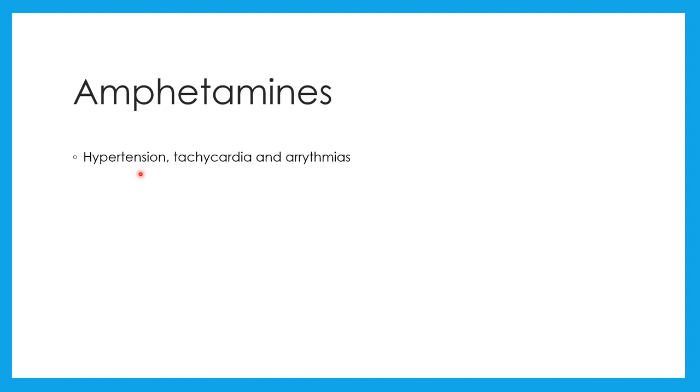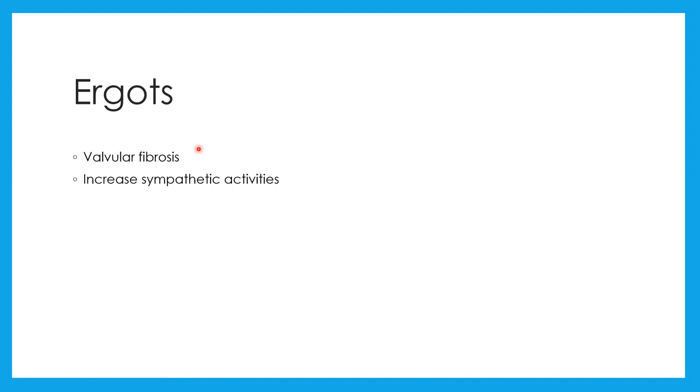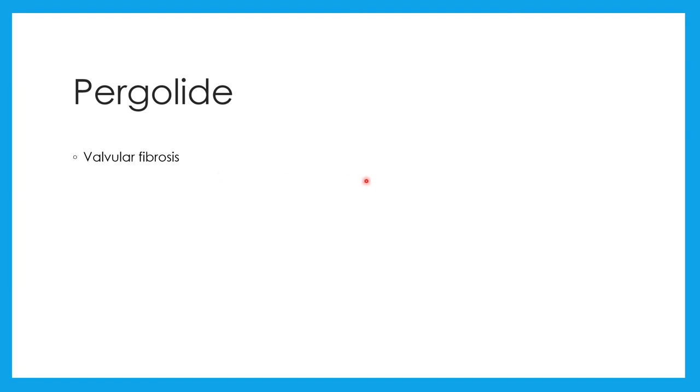Amphetamines will lead to hypertension, tachycardia, and arrhythmia. All these on their own can cause heart failure. Clozapine, that is a strong second generation antipsychotic, we reserve it for when we cannot get another medication to use. That can give cardiomyopathy, myocarditis, and long QT syndrome. You can pause. I've just explained what can happen with long QT syndrome: monomorphic ventricular tachycardia, polymorphic ventricular tachycardia, ventricular fibrillation, asystole, and death. Ergot derivatives will cause valvular fibrosis and increased sympathetic activity. Pergolide will give valvular fibrosis.